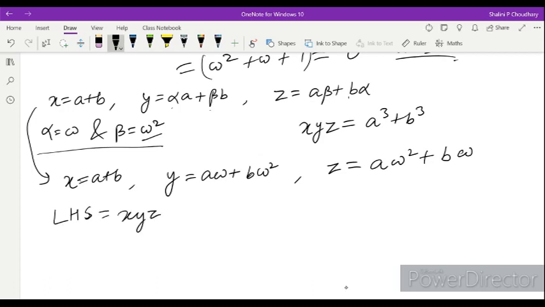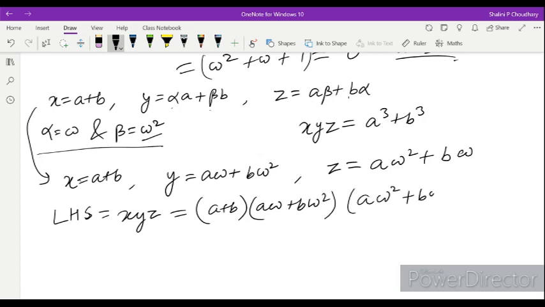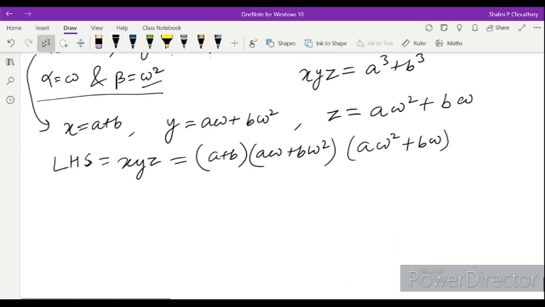so LHS is equal to xyz, and that will be equal to a plus b into a omega plus b omega square into a omega square plus b omega. Okay. Now what we'll do, a plus b as it is we will keep, and we'll multiply these two. Okay, we'll find the product of these two. So a omega plus a omega square.